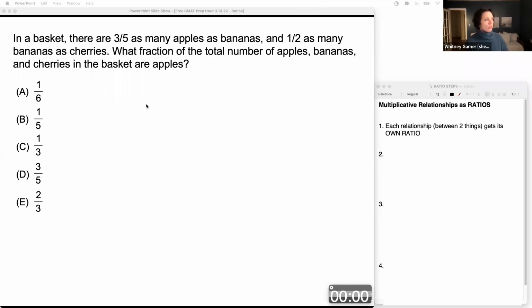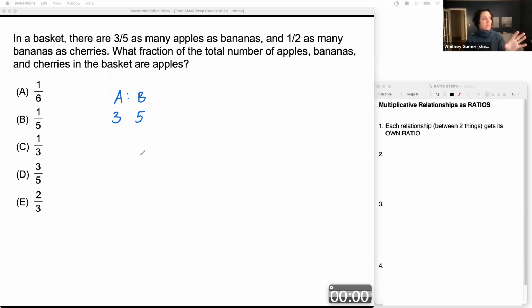Our first ratio is 3/5 as many apples as bananas. So let's start with a ratio of apples to bananas. There are 3/5 as many apples as bananas. There are fewer apples than bananas. And in fact, if I were to have 5 bananas, I'd have 3/5 as many apples. So for every 5 bananas, I have 3 apples. So one relationship, apples to bananas.